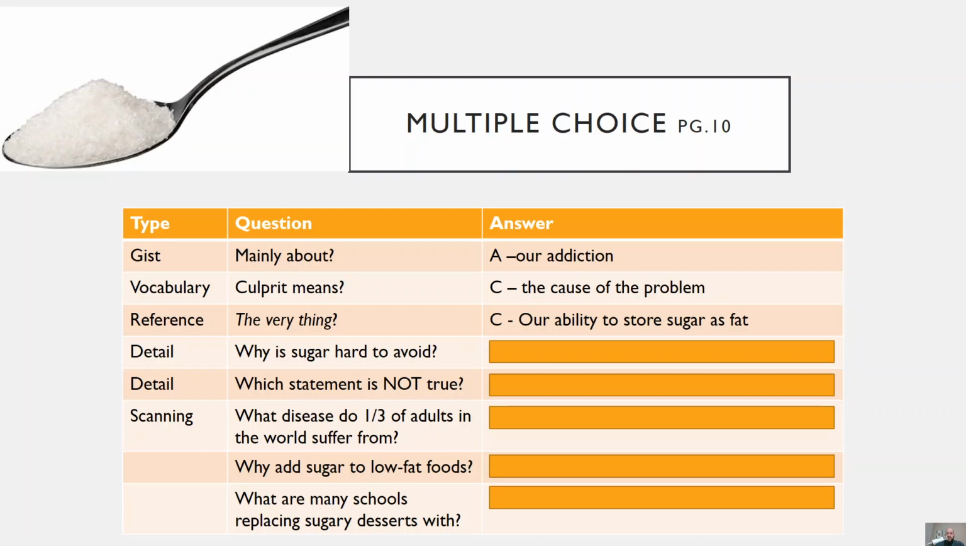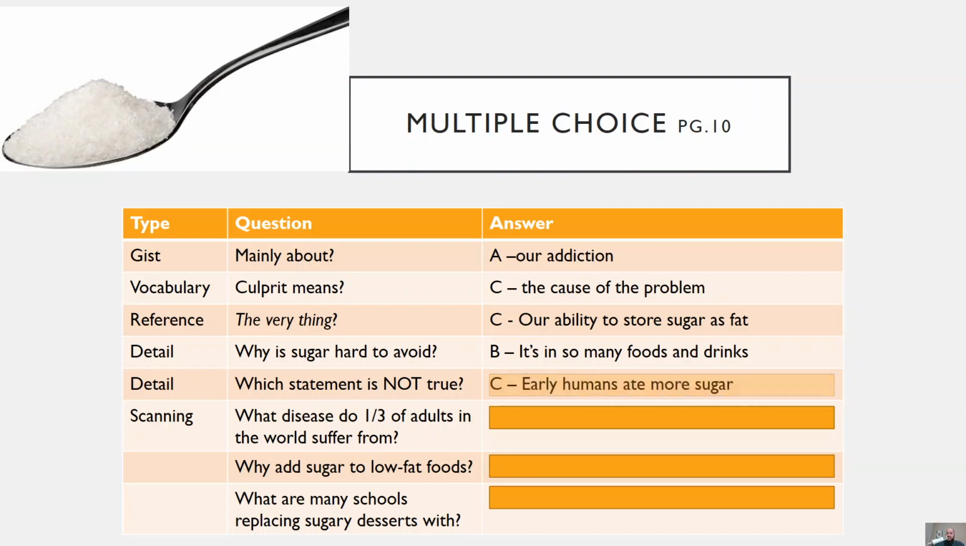The detail question, why is sugar hard to avoid? Because it's in so many foods and drinks. Everywhere you find sugar, don't you? Next detail question. Which statement is not true? It's this one, that early humans ate more sugar. Of course not. We eat a lot of sugar nowadays.